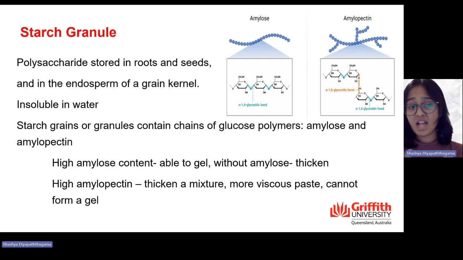So if the starch has a high amylose content, like high linear polymers, they are able to form a gel, like they can incorporate water and they can form this three-dimensional structure, a semi-solid structure. This is called the ability to gel. But if it does not have enough amylose, they cannot form this gel. Instead, they will be more thick, more viscous. So whenever there are high amylopectin, it becomes more thick, more viscous paste, which means that they cannot form a gel.